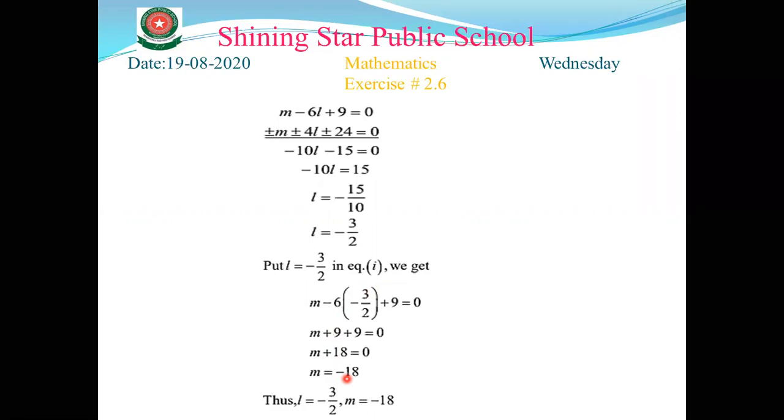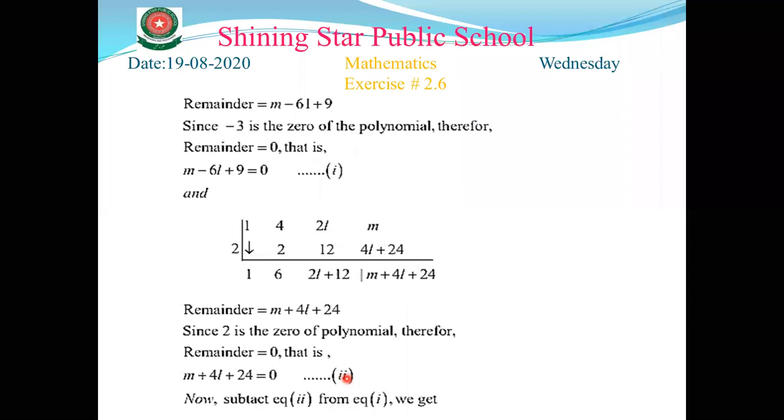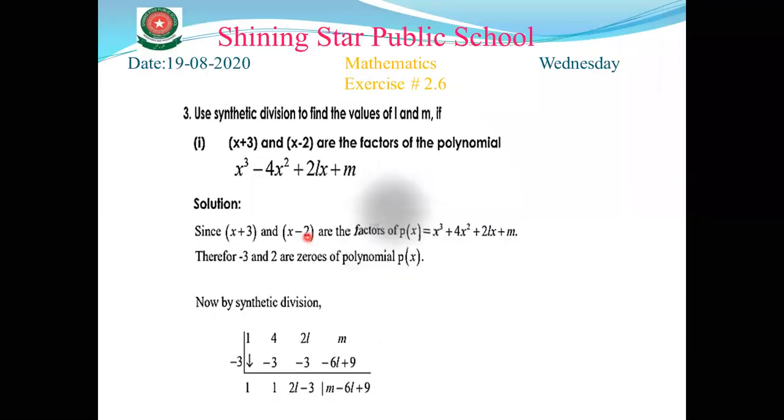How will you check your answer? You can also check whether your answer is right or wrong. Put the values of L and M in the question. After putting the values, you again divide this by x plus 3. Your remainder must be equal to 0. If your remainder is equal to 0, your answer is right. Otherwise, your answer is wrong.